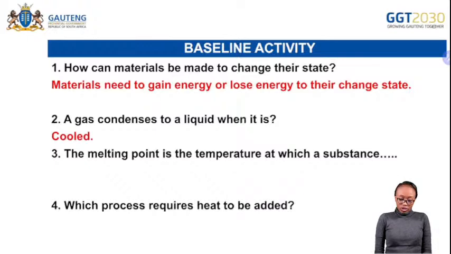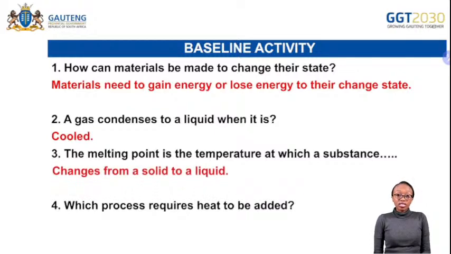And then the third question reads, the melting point is the temperature at which a substance changes from a solid to a liquid. If you wrote changes from a solid to a liquid, you got it correct. Which process requires heat to be added? Melting. Melting requires heat to be added. So the substance is changing from its solid form to its liquid form. So we need heat in that process.